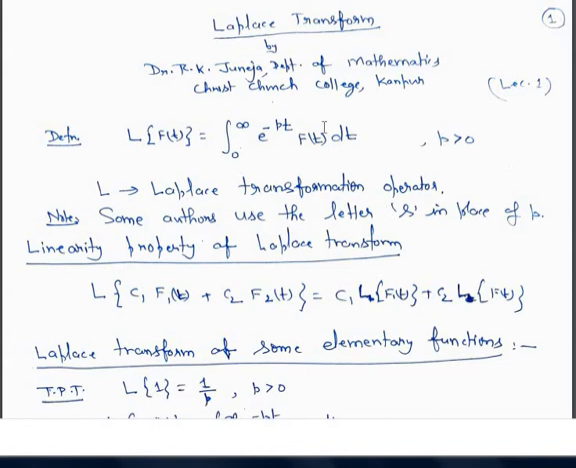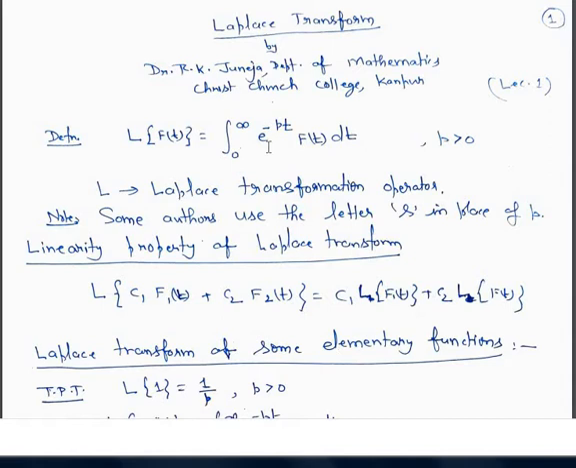So today we are going to start a new chapter entitled Laplace Transform. Laplace transform of a function f(t) is given by integral 0 to infinity e to the power minus pt f(t) dt, where p is strictly greater than 0. I'll again repeat the definition. Laplace transform of a function f(t) is given by integral 0 to infinity e to the power minus pt f(t) dt. Here L is known as Laplace transformation operator.